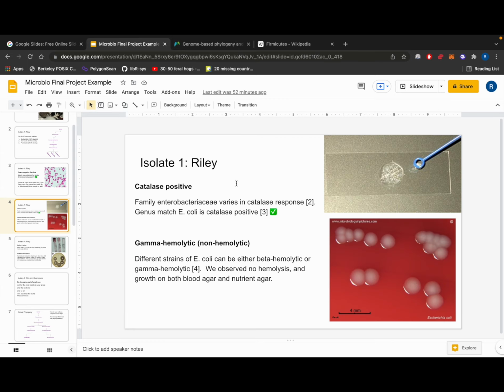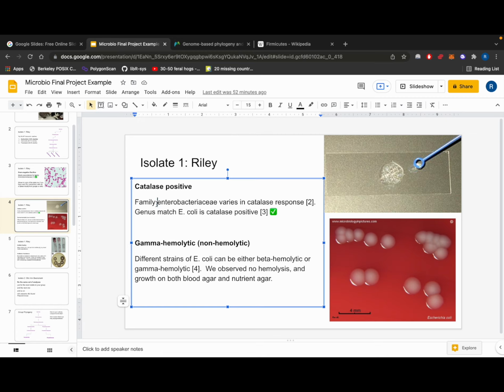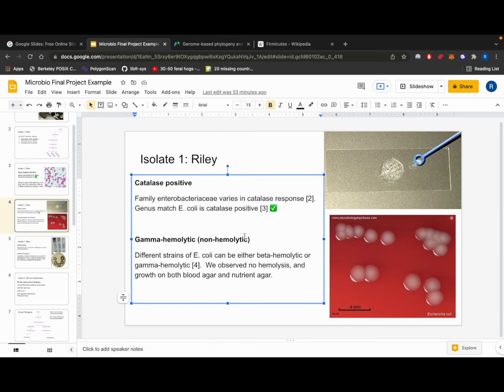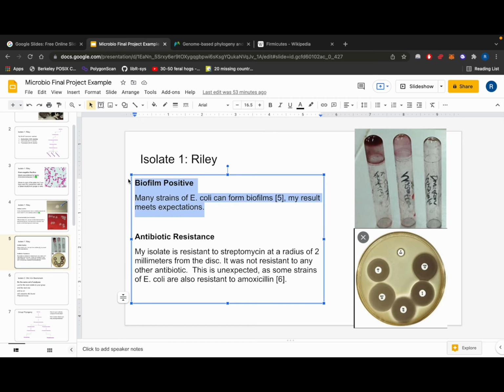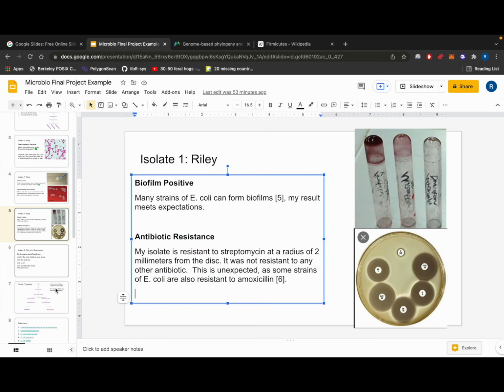And then other functional tests, for example, catalase response. Within the family Enterobacteriaceae, we can't be sure of which way the catalase test will go. However, the particular genus Escherichia is catalase positive in most cases. So I think the positive result we got checks out here. But if it doesn't lyse blood, it would still check out because this trait is not conserved across all strains of E. coli. Remember, the gamma hemolysis means no hemolysis. Biofilm test, antibiotic resistance test, it's all in there.